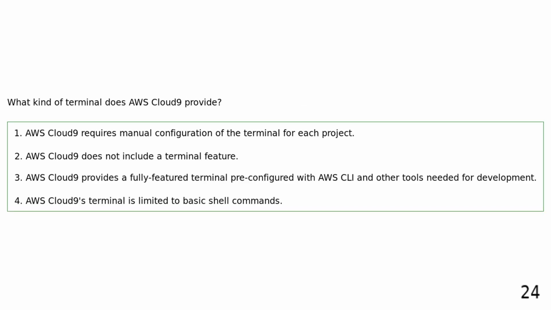What kind of terminal does AWS Cloud9 provide? AWS Cloud9 requires manual configuration of the terminal for each project. AWS Cloud9 does not include a terminal feature. AWS Cloud9 provides a fully featured terminal preconfigured with AWS CLI and other tools needed for development. AWS Cloud9's terminal is limited to basic shell commands.